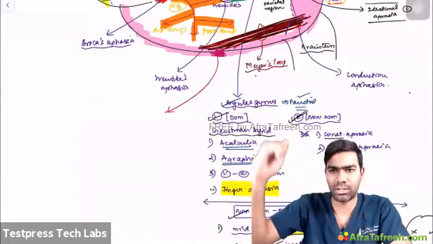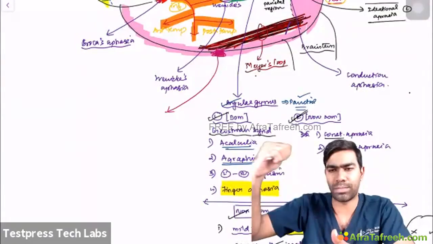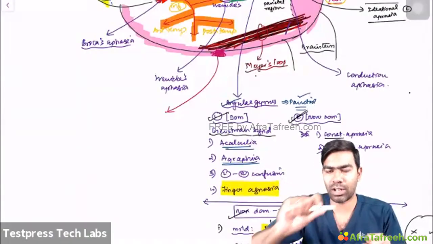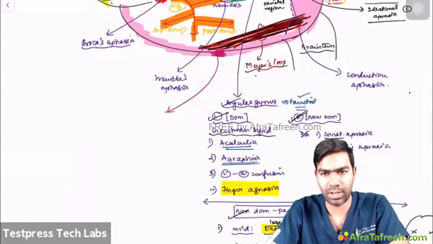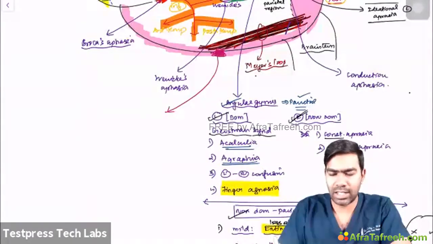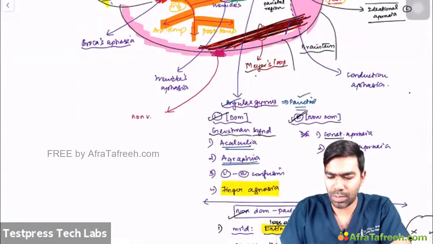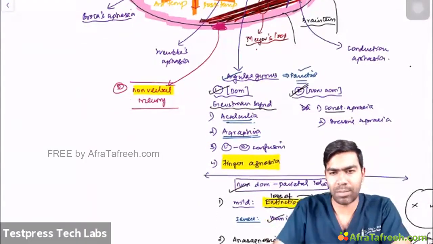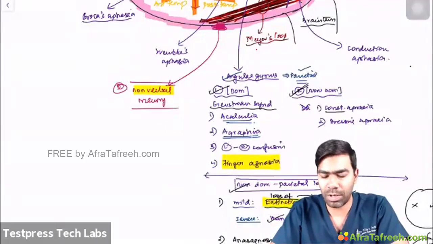When you remove the part between the frontal and the temporal lobe, you will see the insular cortex inside. That is, insula is different. Now, this area is the inferior part of the temporal lobe, and this is concerned with something called non-verbal memory. The moment I say non-verbal memory, it means it should be on the right side. So I'm going to talk about a right-sided lesion, non-verbal memory.